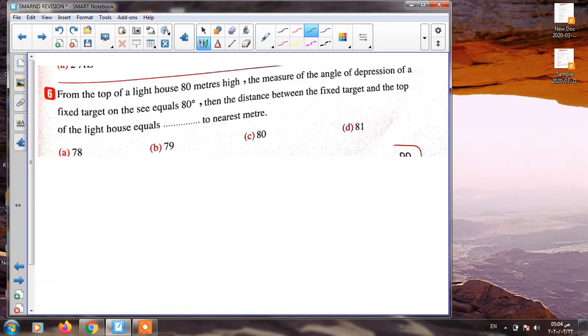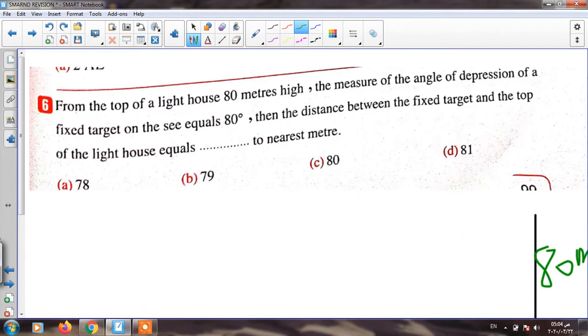You have to say that from the top of a lighthouse, so that means we have a lighthouse. If we have a lighthouse just like that, and its height is going to be 80 meters, right? Then our lighthouse is 80 meters.